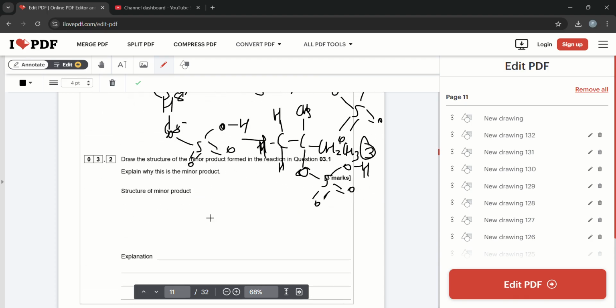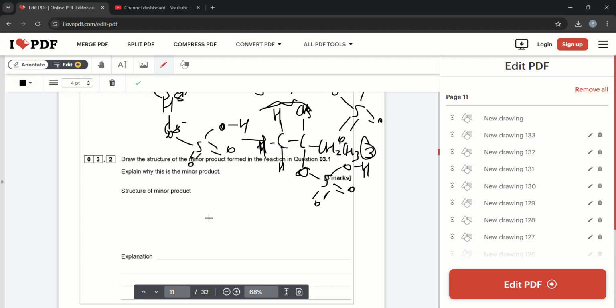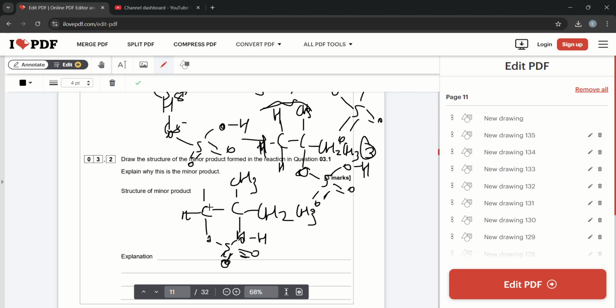3.2, draw the structure of the minor product formed. Well, this is the major product. The minor product is just going to be where the OSO2OH is on the first carbon instead of the second carbon. So it's just going to be CH3, CH2, CH3, with the H here instead, and the OSO2OH on the first carbon. Excuse me for the double bond O, pretty bad. Then you've got the H and the H.